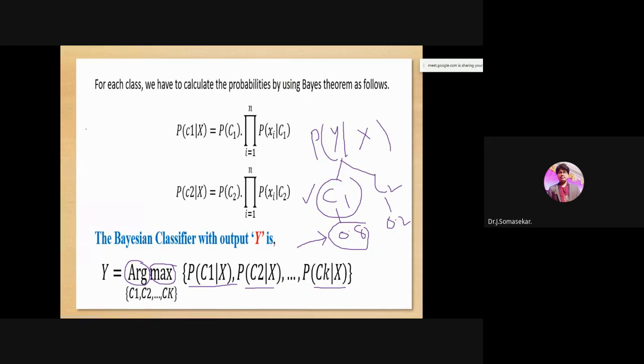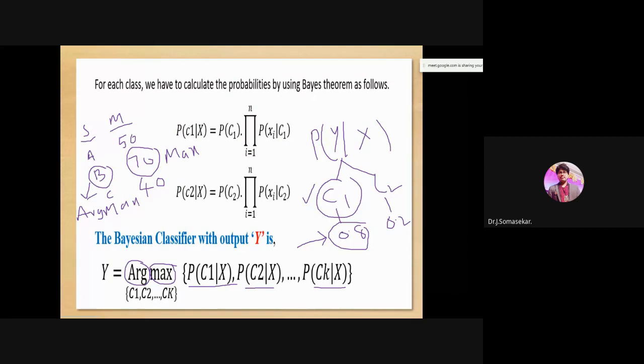Max means maximum value. For example, let us assume students and marks, just for understanding. We have 3 students A, B, C, and marks are 50, 70, 40. If someone asks what is the maximum, 70 is the maximum marks. That is max. If someone asks what is the argmax, that means the name of the student: B is the argmax. The student who got the maximum marks is argmax. In our case, the class with the maximum probability is the final classification. That is the difference between max and argmax.